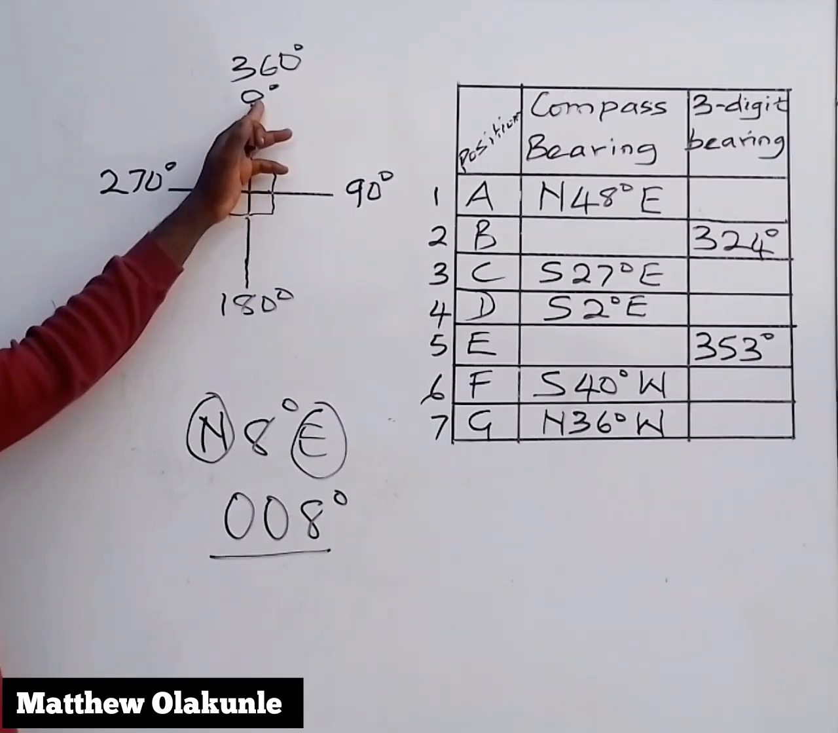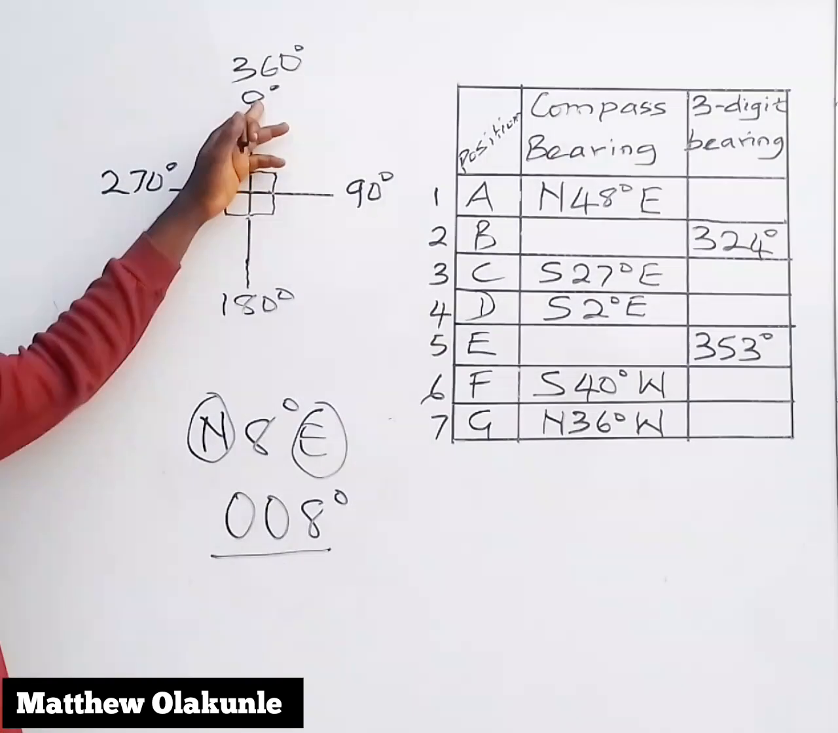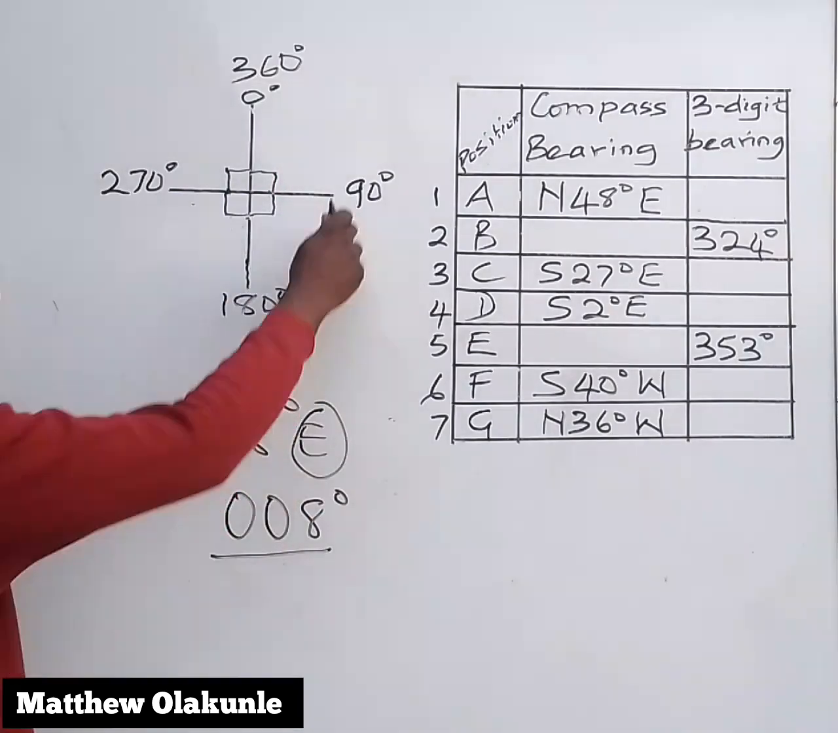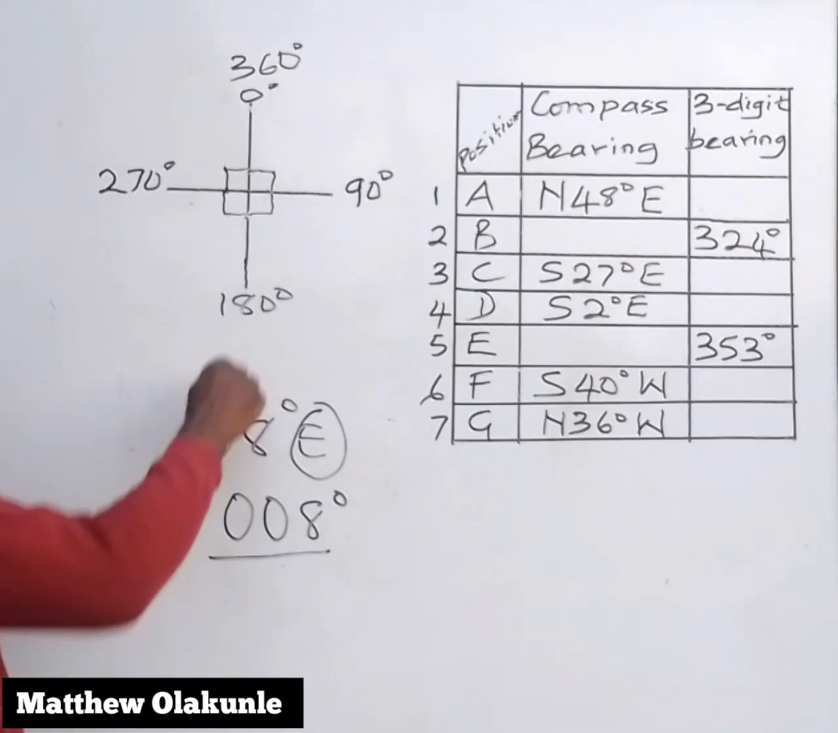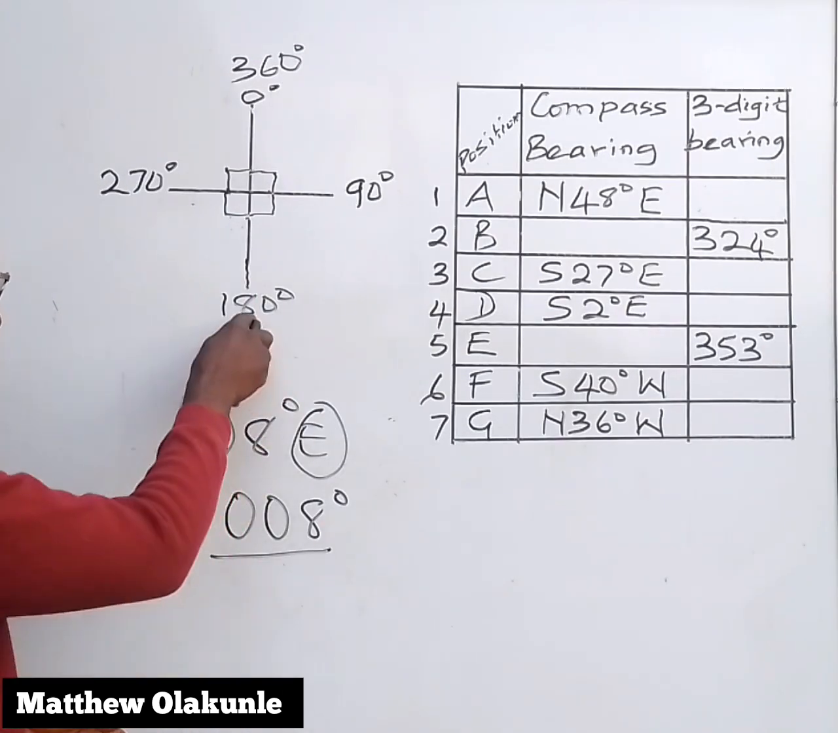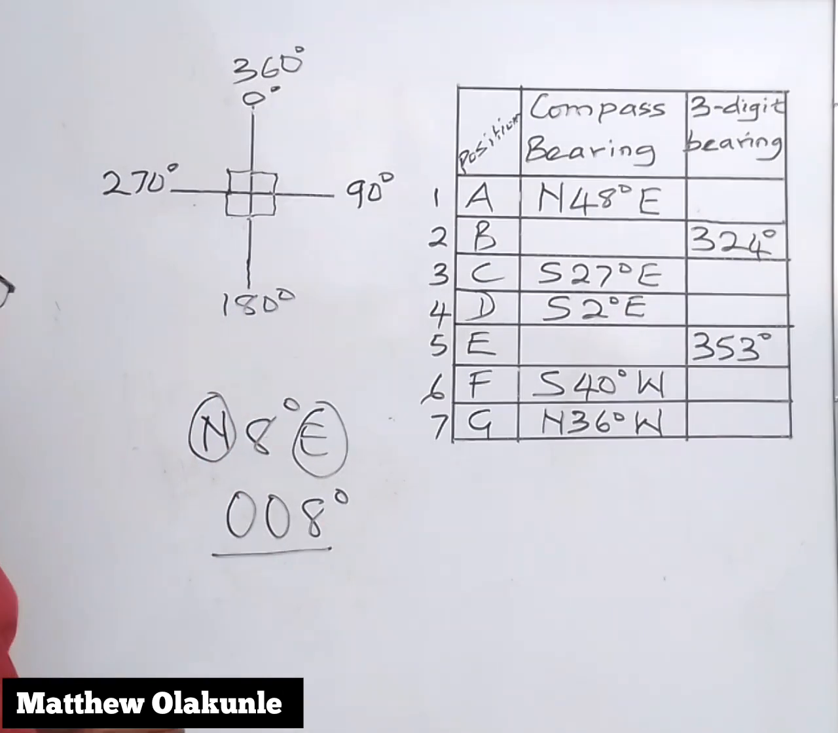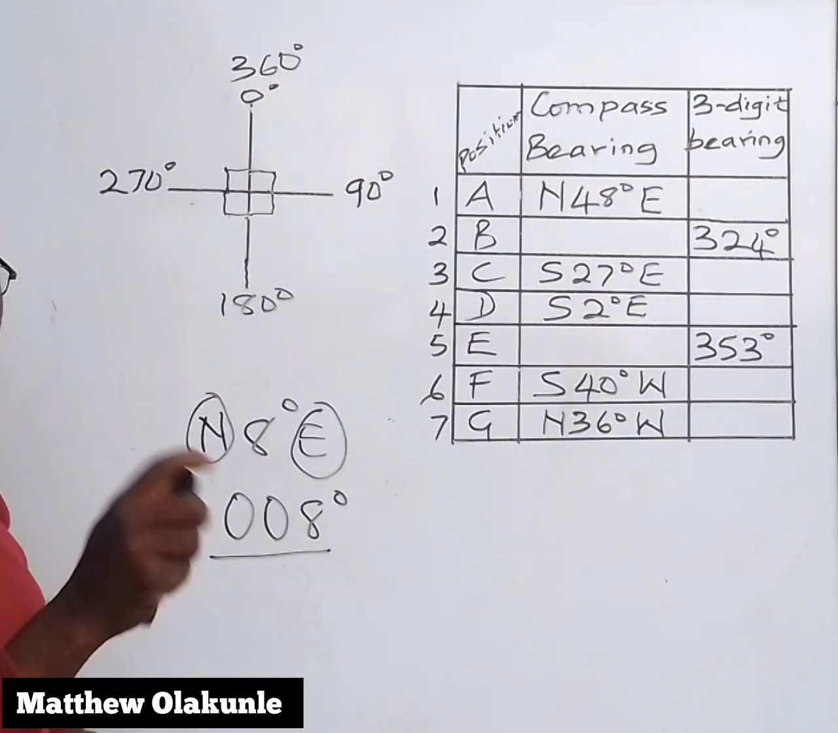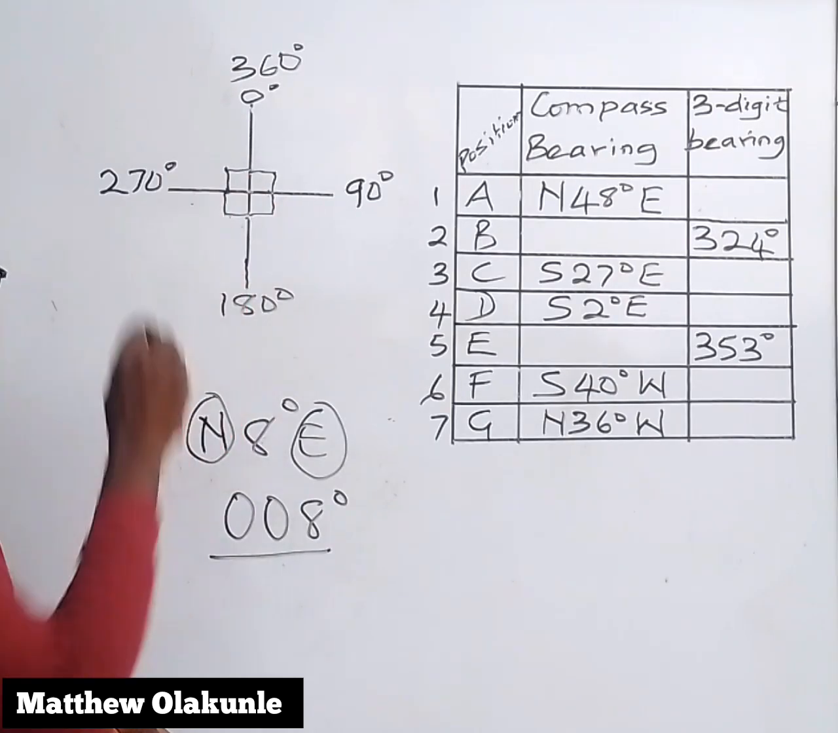So you have 0 degree here, then you have 90 here. If you add 90 to this one, it becomes 180 degrees, which is angle on a straight line. If you add another 90 to this, it becomes 270 degrees. And then add 90 to this one, it becomes 360 degrees. That's angle at a point. And this is the point here.